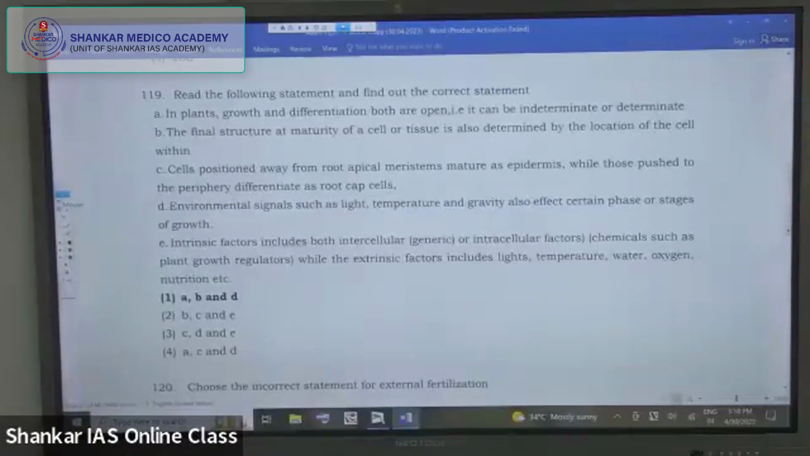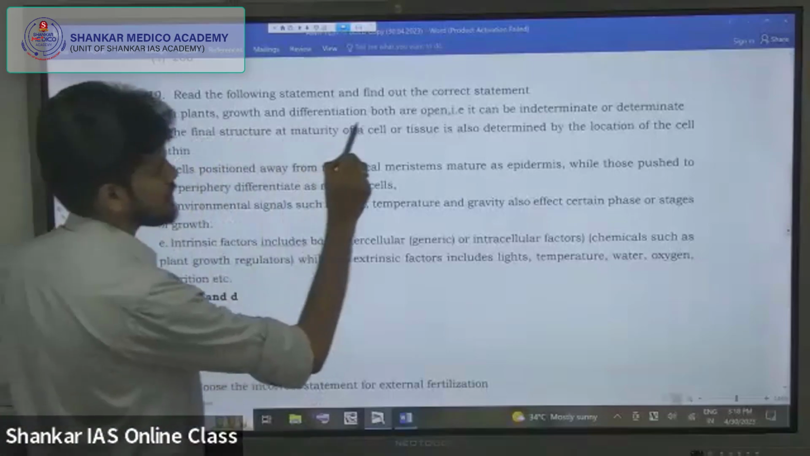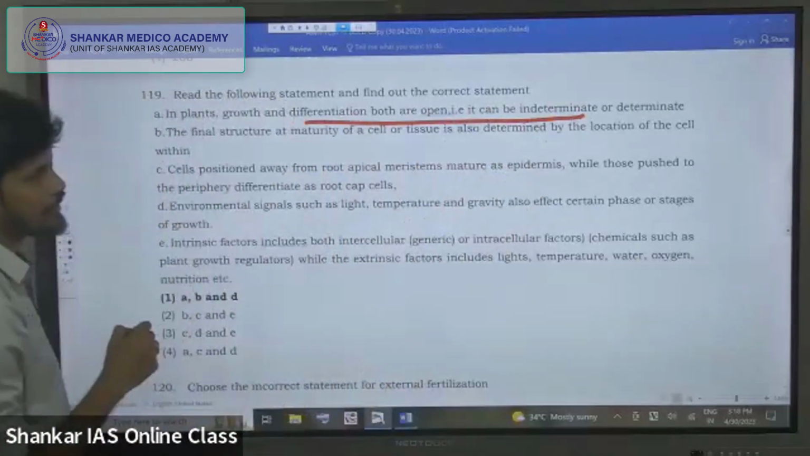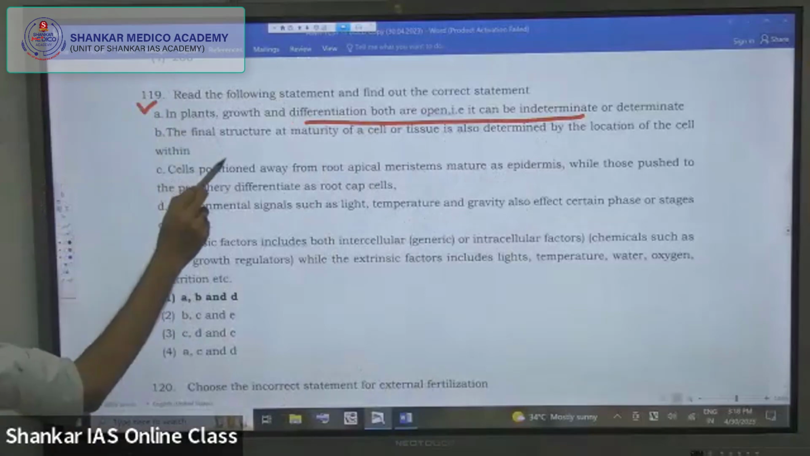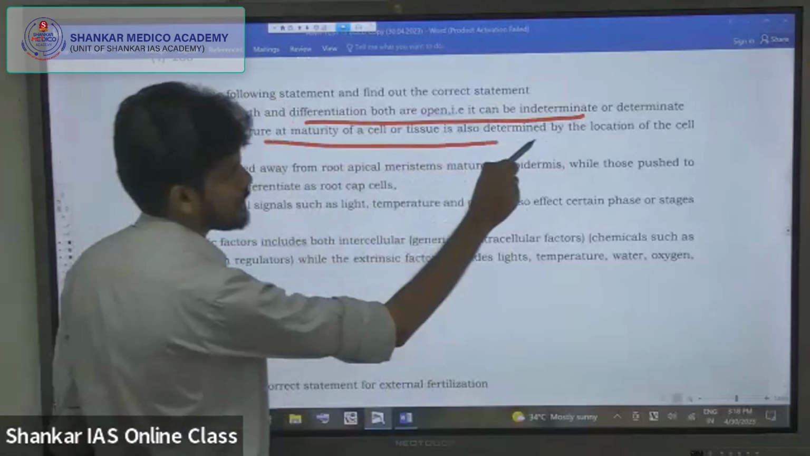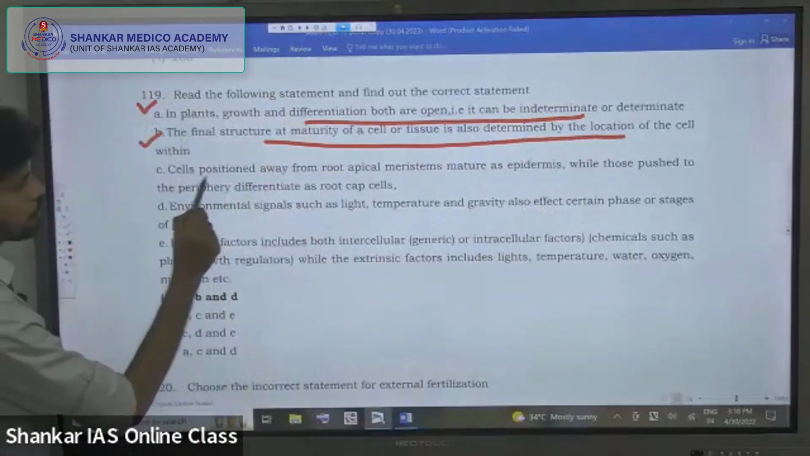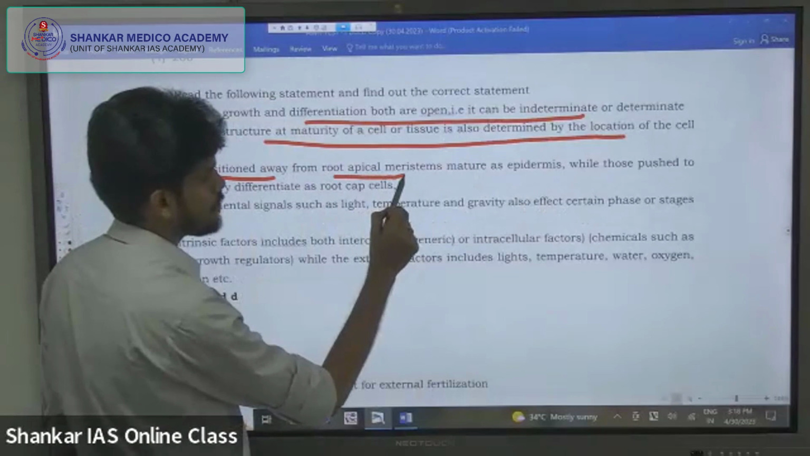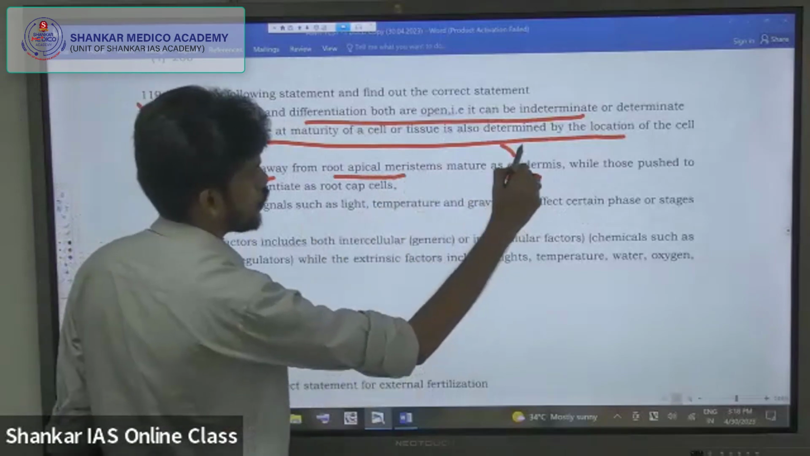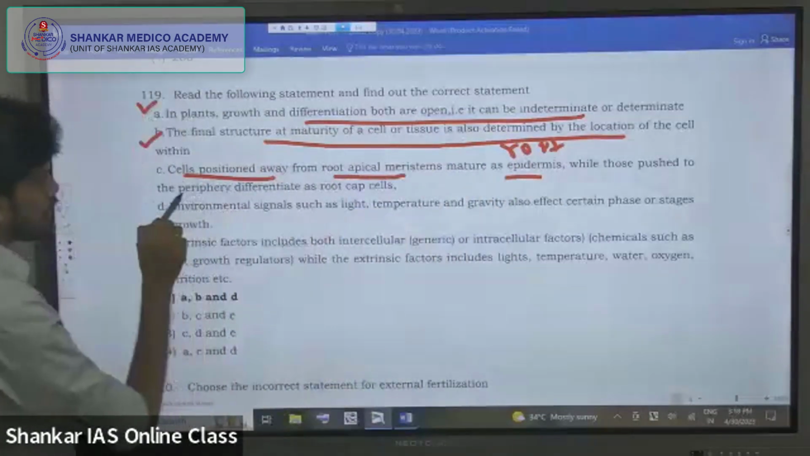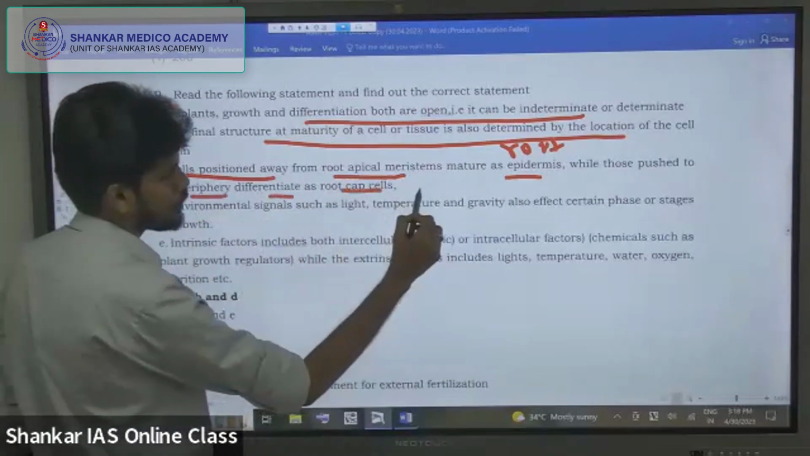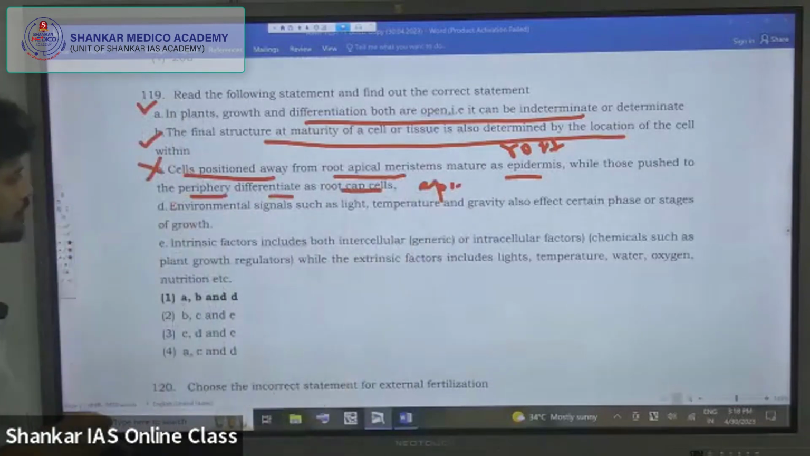Okay, then these are the statements given from plant growth and development. We need to identify the correct statement. In plant growth and differentiation, both are open. It can be determinate or indeterminate. So this will be correct. Then the final structure and maturity of the cells is also determined by the location of the cell. This is also correct. So here the cell positioned away from the root apical meristem will mature as the root cap cells. And the periphery will be differentiated into the epidermis. So this 3 will be the wrong answer.